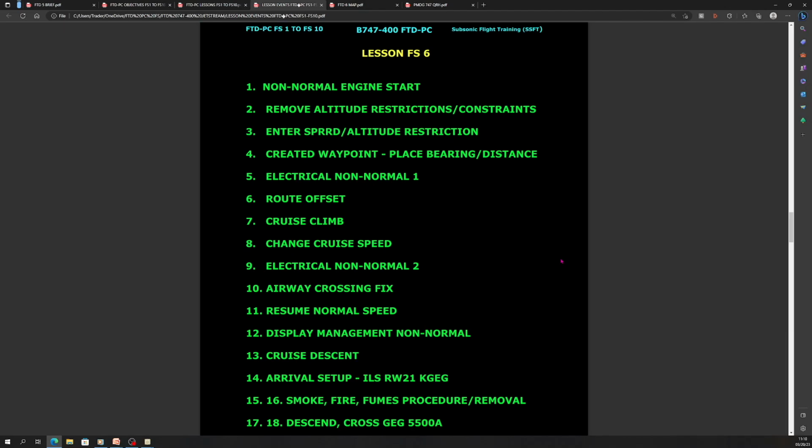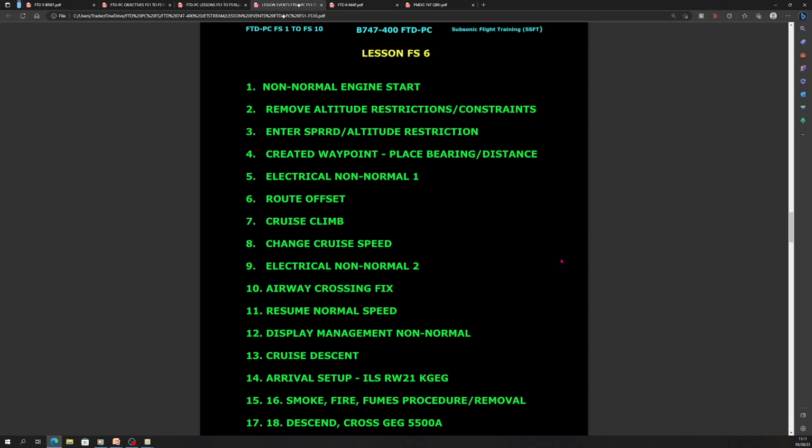We've done some altitude restrictions and constraints, and we'll continue with those, removing them or adding them. We'll enter speed and altitude restrictions, again, on the departure. We'll have a created waypoint as we depart, which will be a place-bearing distance. And then we'll have a non-normal.